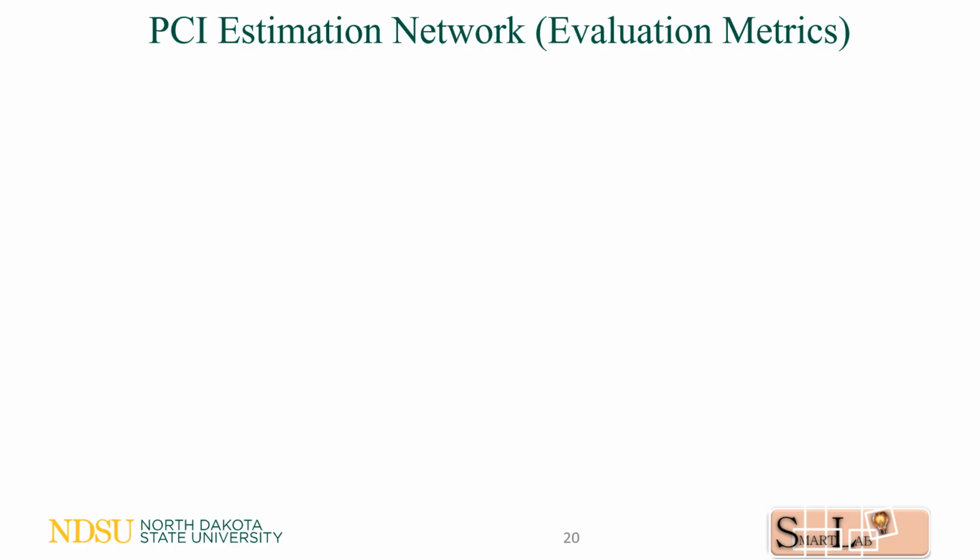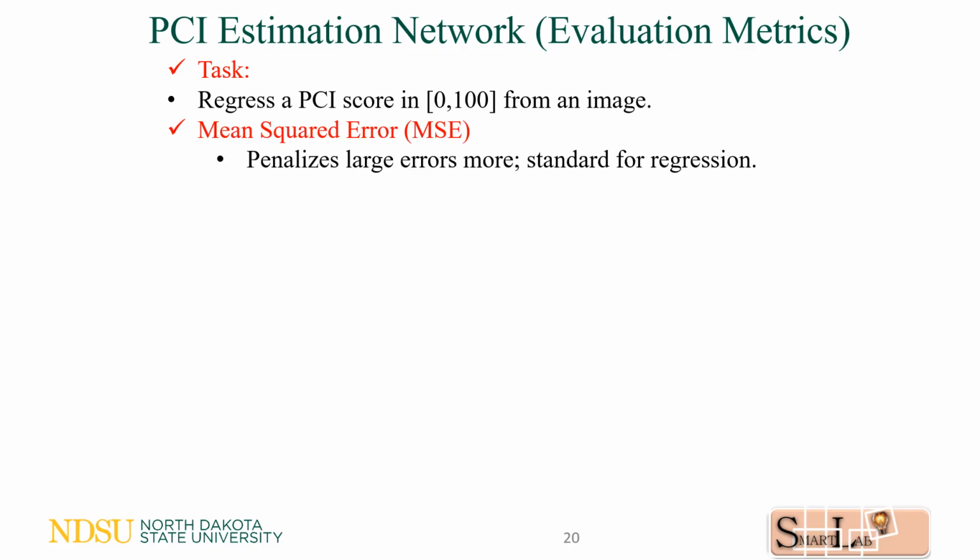Now let's talk about the evaluation metrics for the PCI estimation network. For the PCI estimation network, the goal here is to regress a PCI score in 0 to 1 from an image, just from an image. And the metric used is the mean squared error. The function of the mean squared error is to penalize large errors more during training. And it's also the standard evaluation metric for regression tasks. And this is the formula for the mean squared error. So it's just the average of the sum of the squared differences of the different predictions.